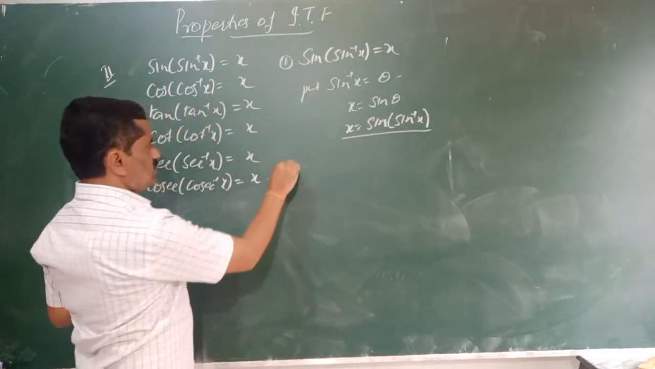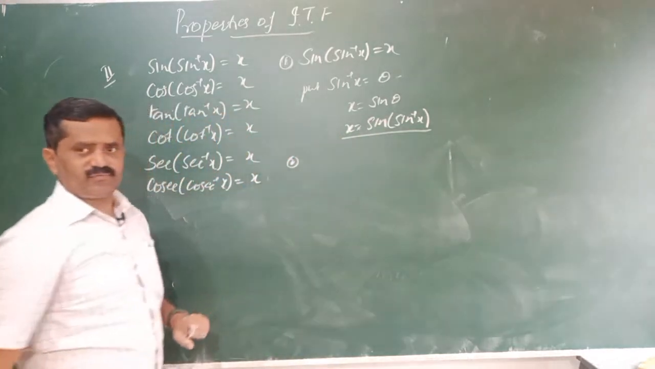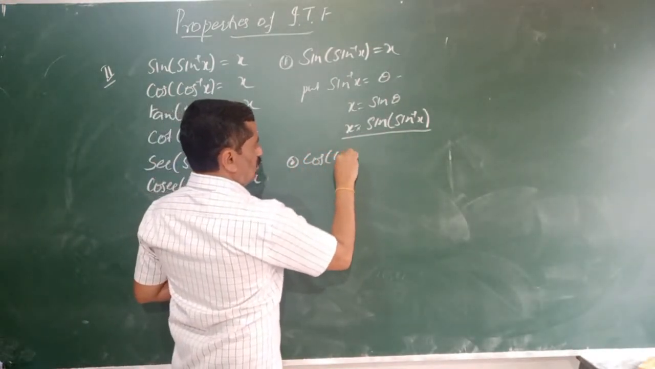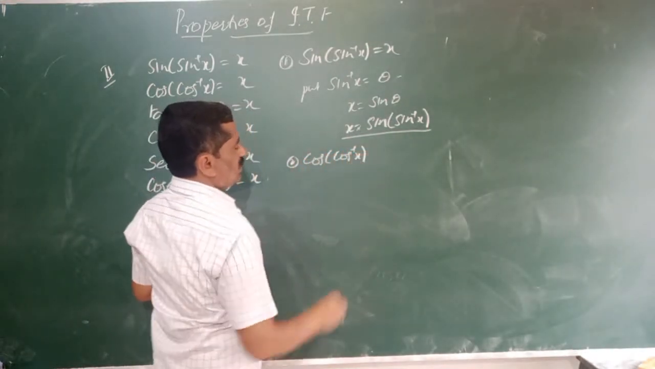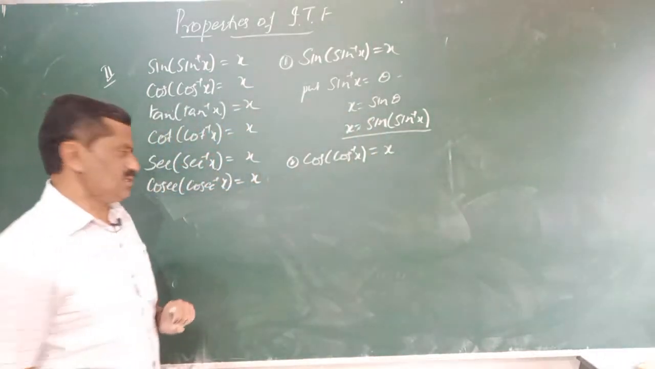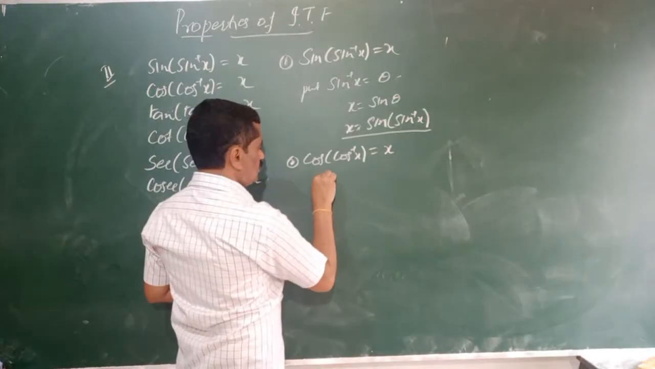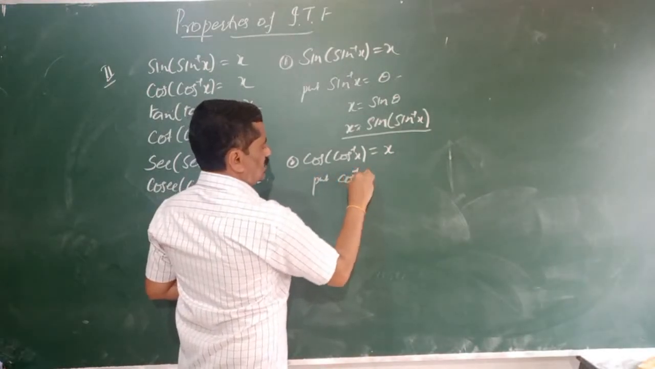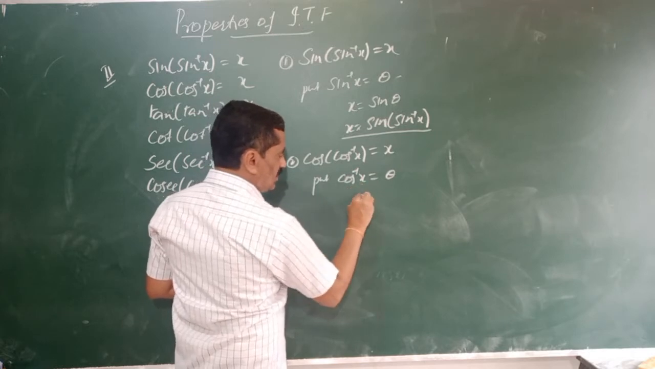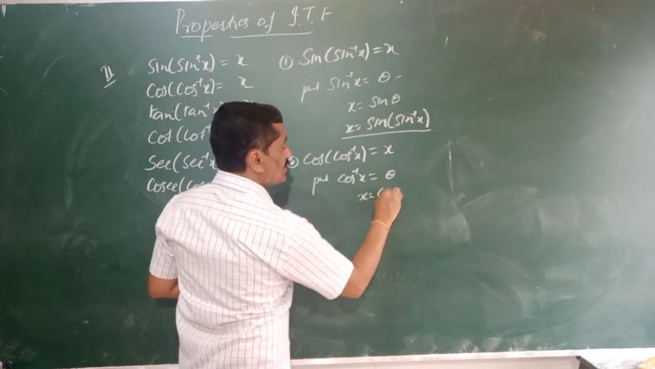Okay. Next, similarly we have second one, that is cos of cos inverse x is equal to x. So go for substitution, that is put cos inverse x is equal to theta. Therefore what is x? x is equal to cos theta.